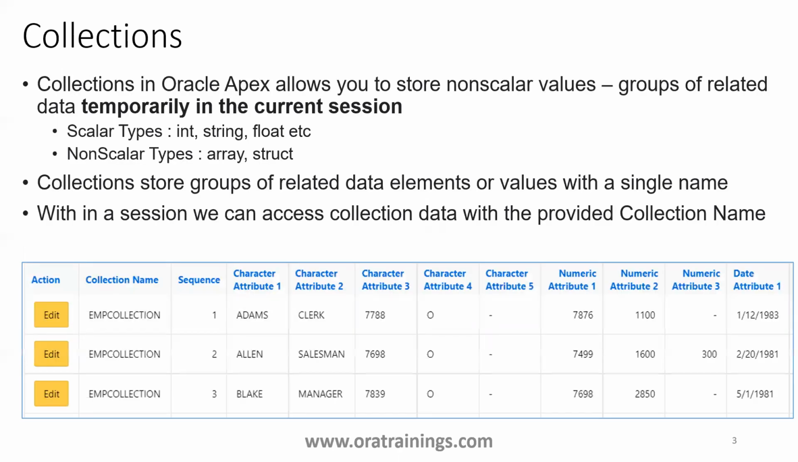So let us understand what a collection is. In simpler terms, it is a non-scalar data type in which Oracle Apex allows us to store data temporarily in the current session. It's like the global temporary table concept in an Oracle database. We know that when you create a table and commit, the data gets committed into the database. But with a global temporary table, the data will be available only for that particular session.